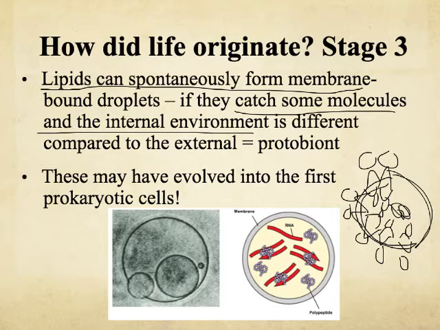So this little container here, this little lipid package, is called a protobiont. Okay, and we think that these protobionts, if they captured some RNA, well, now they have some genetic material. And if they capture some protein, well, maybe they could then evolve to become the first prokaryotic cells. Pretty cool.